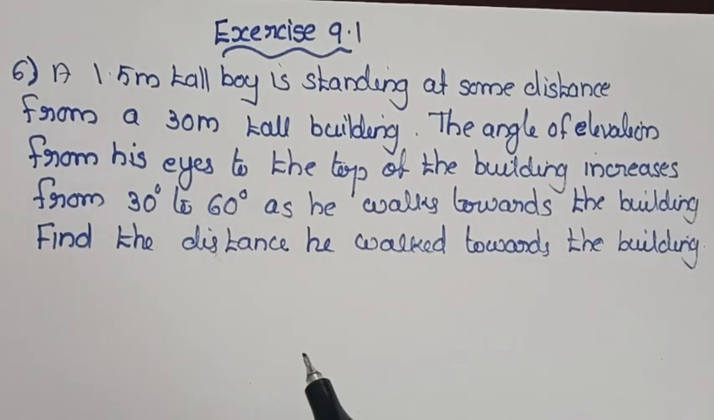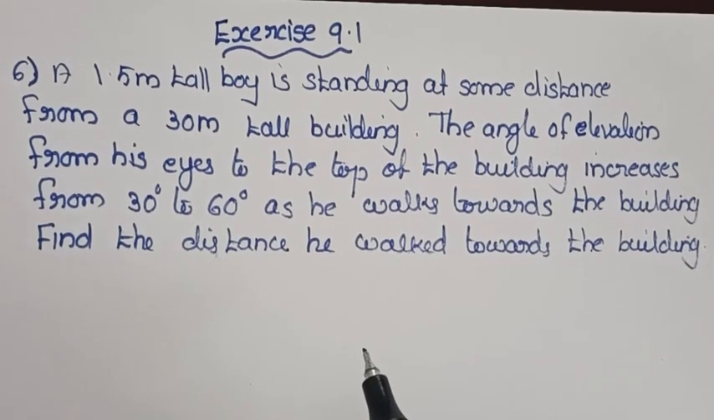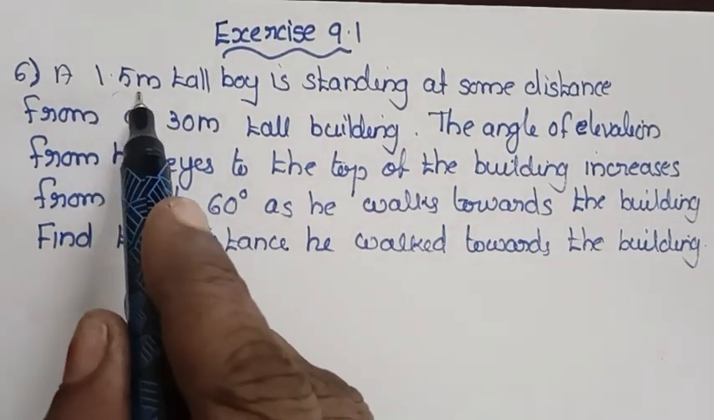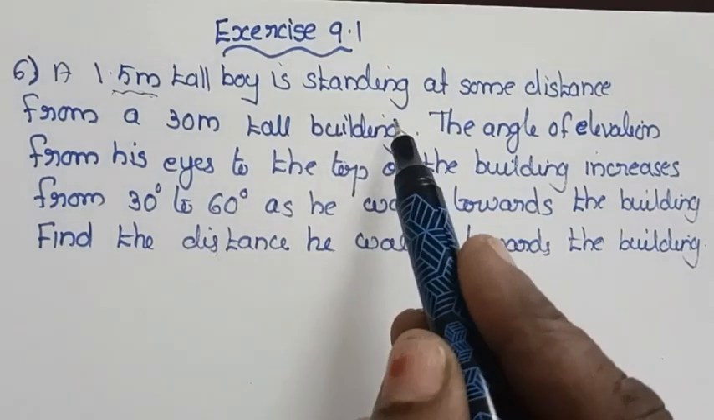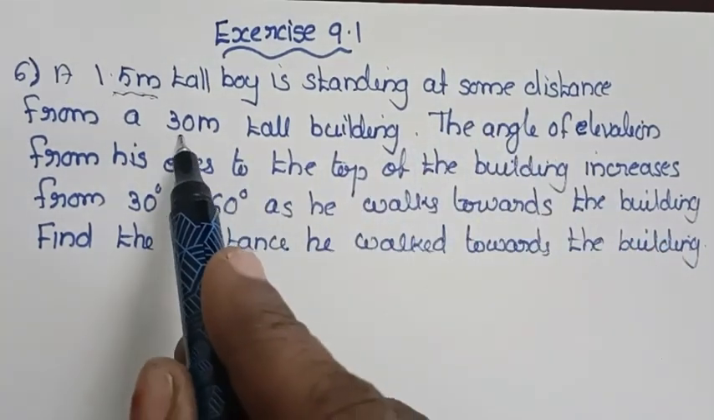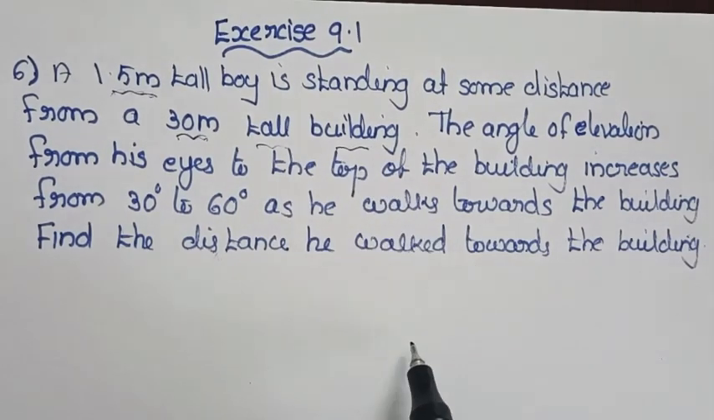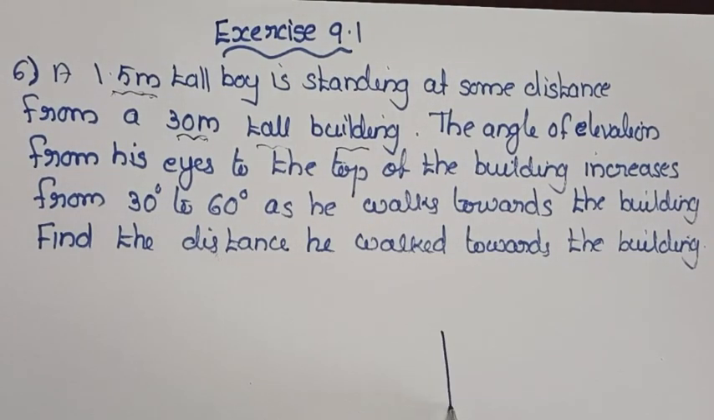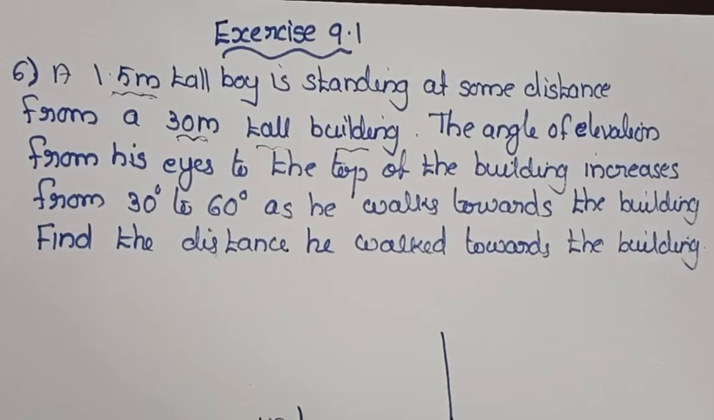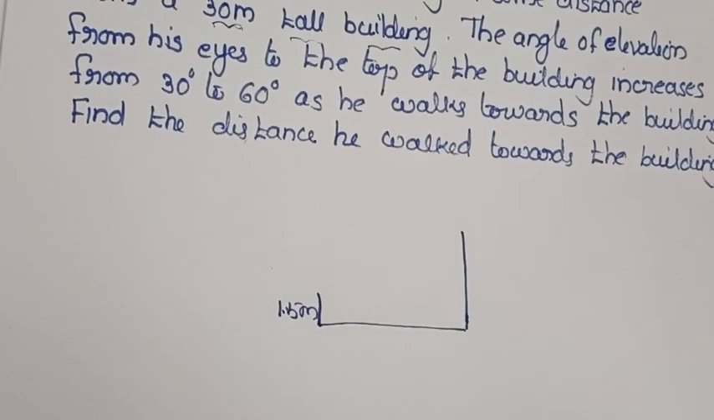Now, a 1.5 meter tall boy is standing at some distance from a 30-meter tall building. First, draw a building and a boy standing some distance away from the building, with his height equal to 1.5 meter.